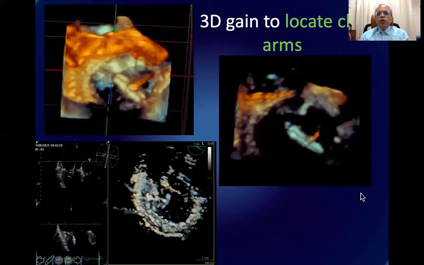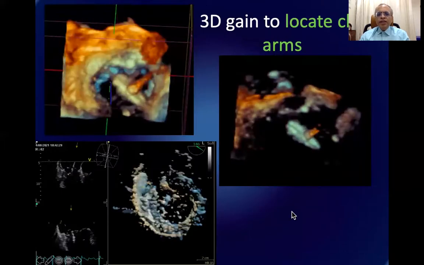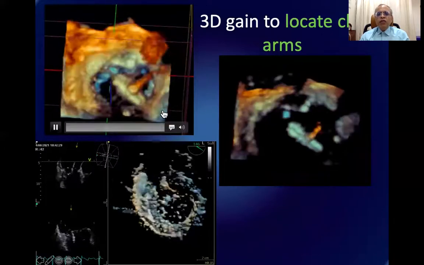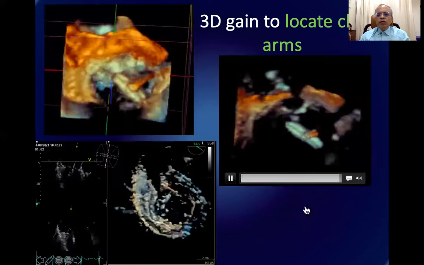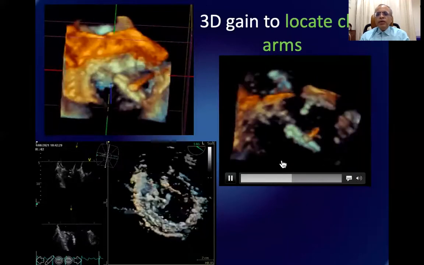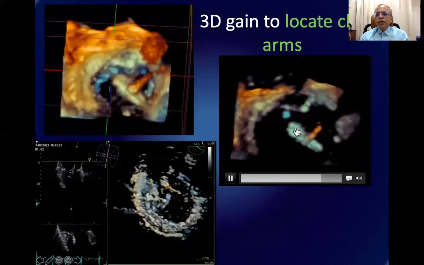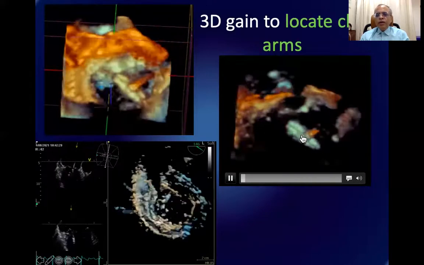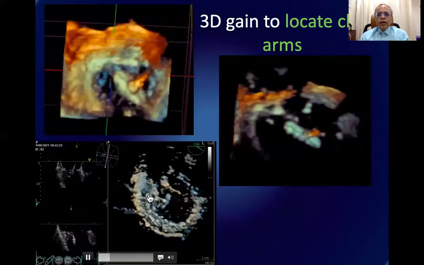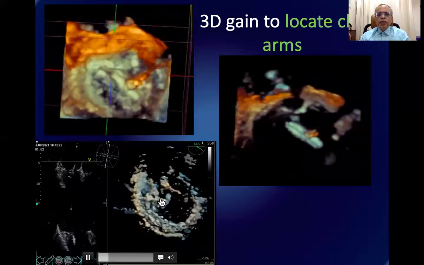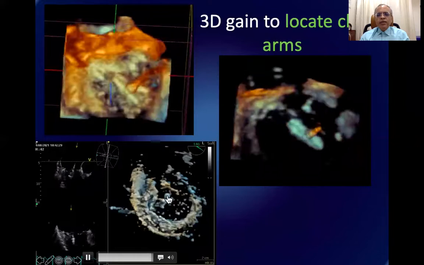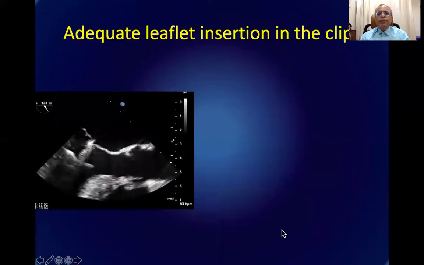Once the clip is opened in the LV, you have to again judge whether the clip is perfectly perpendicular to the coaptation line or not. For that, you reduce the gain of your 3D data set so that you can visualize the clip in the LV. Now here you can see that the clip is not oriented inside the LV correctly. While in this patient, you can see that the clip is perfectly oriented. After you have reduced the gains, removed the leaflets, you can see the clip inside the LV, and you can see that it is perfectly well oriented.